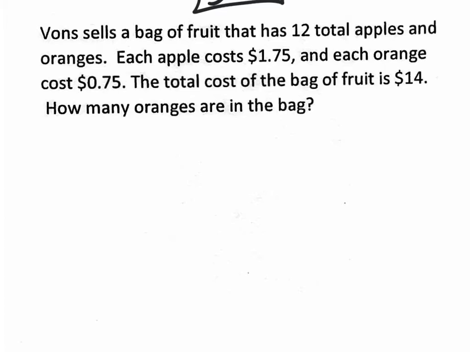Vaughn sells a bag of fruit. Vaughn's very expensive when it comes to fruit, by the way. And inside that bag, there's a total of 12 apples and oranges. Now, we don't know if there's 11 apples and 1 orange, or if there's 6 apples and 6 oranges, who knows? But we do know that each apple costs $1.75 and each orange costs 75 cents. The total cost of the bag is $14. It's a pretty expensive bag. How many oranges are in the bag? So I'm asking specifically how many oranges.